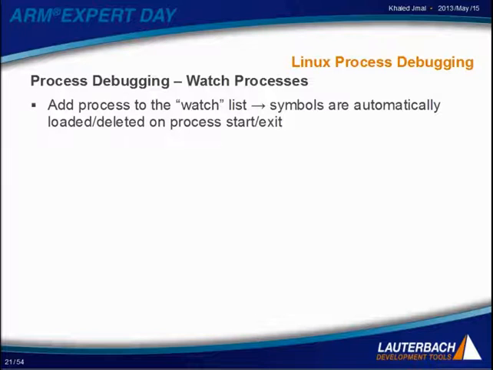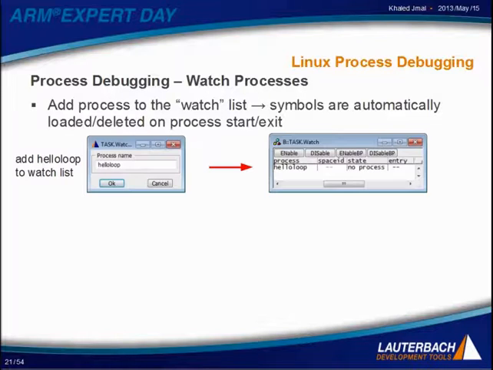There is also the possibility to let the debugger watch for processes. This means as soon as the process is started, the symbols will be loaded, and as soon as the process exits, the symbols will be deleted. What we call here process watch. If you add a process to the watch list, you can do this, for example, from the Linux menu. You will have it in the watch list.